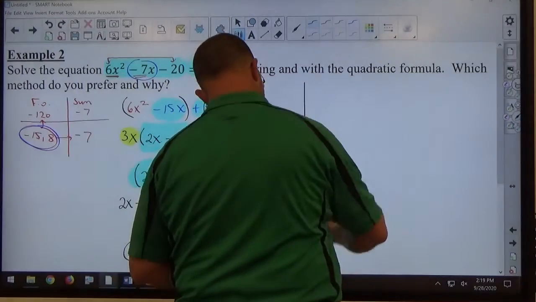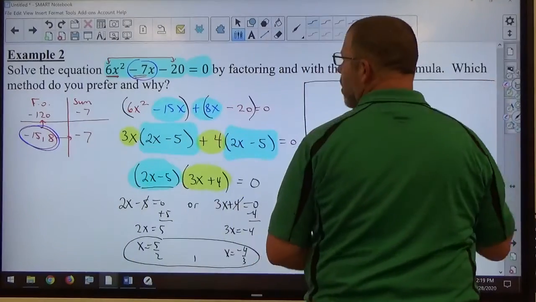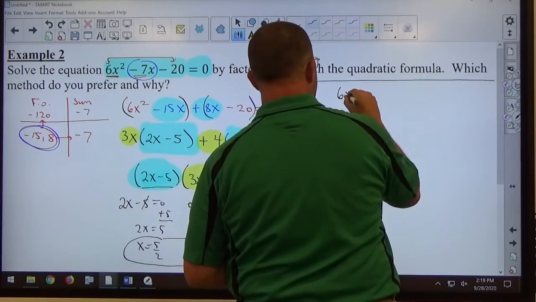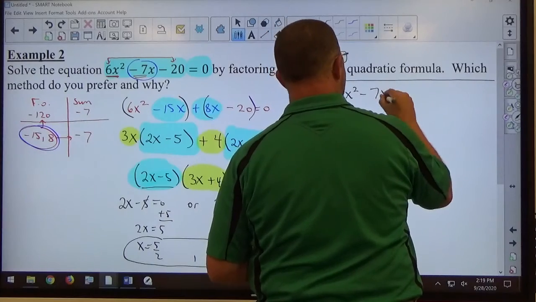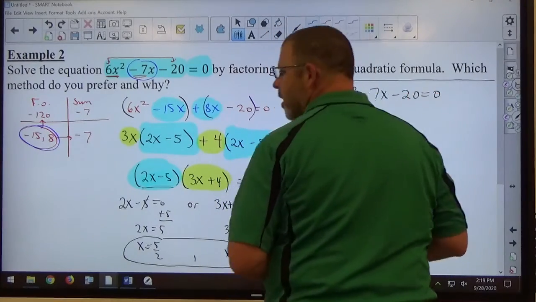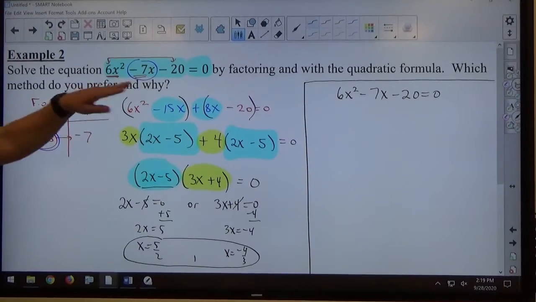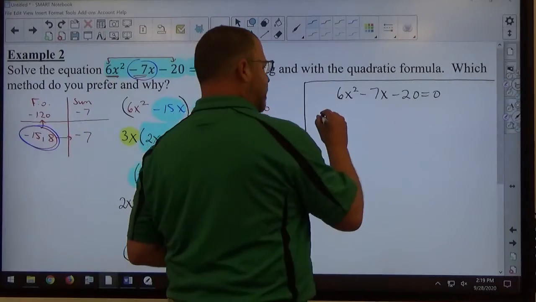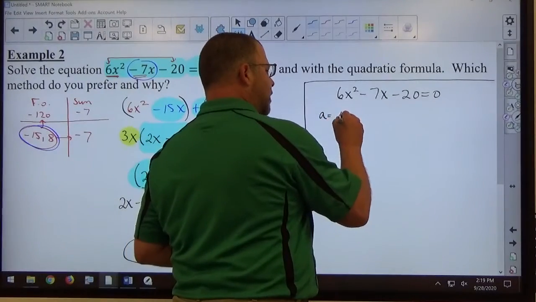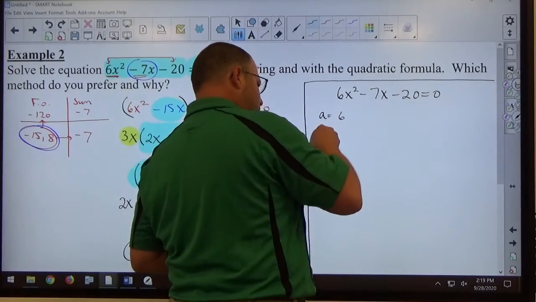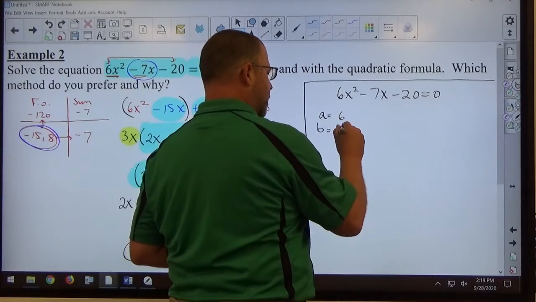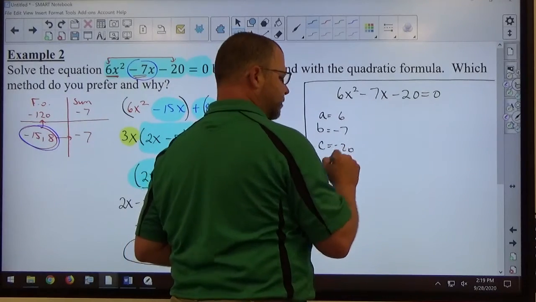I'll use this space over here for the quadratic formula. If we start off with the structure we're looking for, 6x squared minus 7x minus 20 equals 0. Again, if it's not written like that in your book, your first step should be to write it like that on your paper. Move whatever needs to move, change the signs of things that didn't move. All right? Once you get that order, you can identify A, B, and C. A is equal to positive 6, B is equal to negative 7, and C is equal to negative 20.